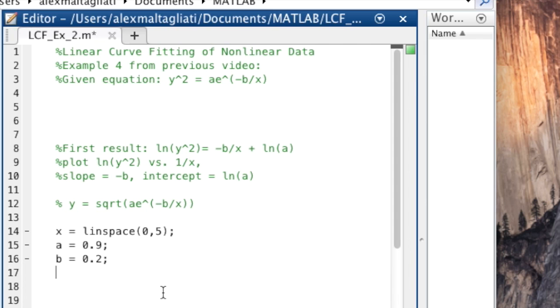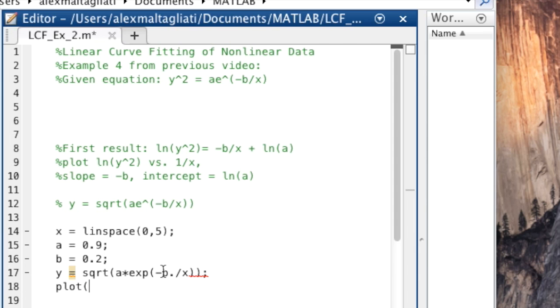And now, since we have x, a, and b defined, we can define our y, which will be equal to this up here, but we cannot type it exactly the same. We have to follow the MATLAB language rules. So for a multiplied, we have to add the asterisk. For the exponent, we have to type exp. And then negative b, we have to add a dot because we're dividing by a vector. And there we go.